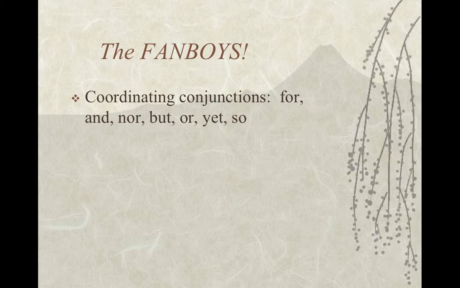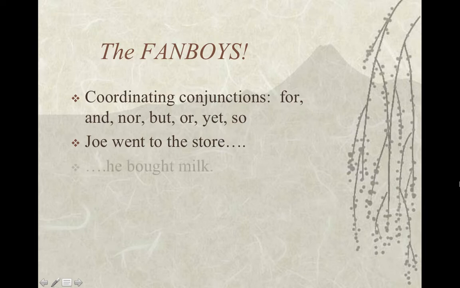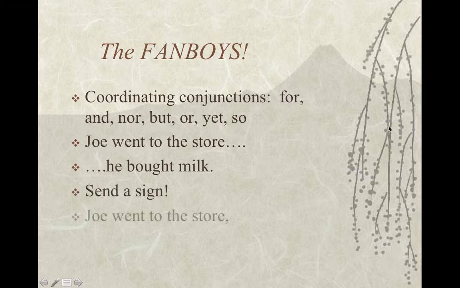So here's how they work. Fanboys are traffic cops. They're superheroes. So it's like one day there's this independent clause. "Joe went to the store," walking down the street. But oh no, it's headed right for an independent clause. "He bought milk." There's going to be a collision. Whatever shall we do? So we send a sign, right? "Joe went to the store, comma," right? And then it's fanboy to the rescue, "and he bought milk," right?